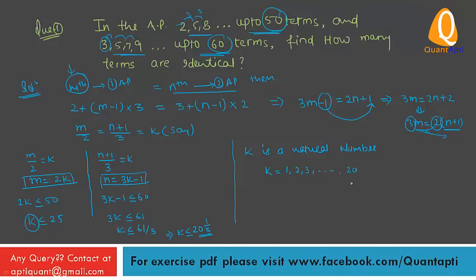Now corresponding to each value of k, we get a pair of identical terms. Hence there are 20 identical terms. There are 20 identical terms in these two APs. This is a high order thinking question, a very important question.